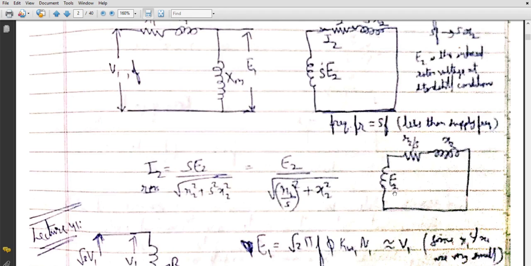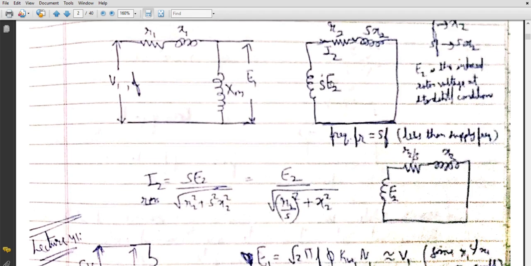Why am I doing this? You can see that the value of the current in this circuit and in this circuit is exactly the same. This circuit is called an imagined circuit, because the actual circuit is the one where, with the slip, E2 is also varying and X2 is also varying. The actual circuit is this one, but we have imagined this circuit just from the calculation point of view.